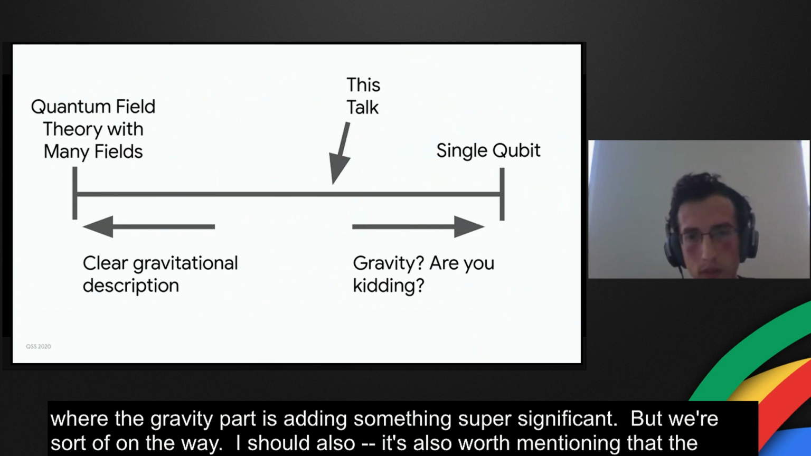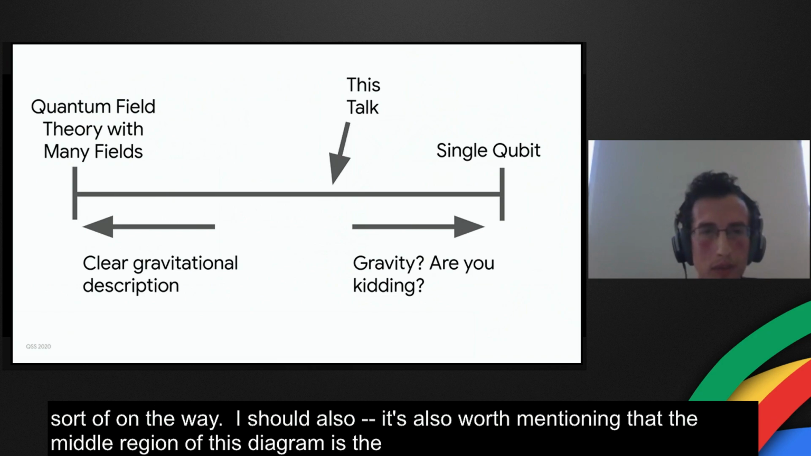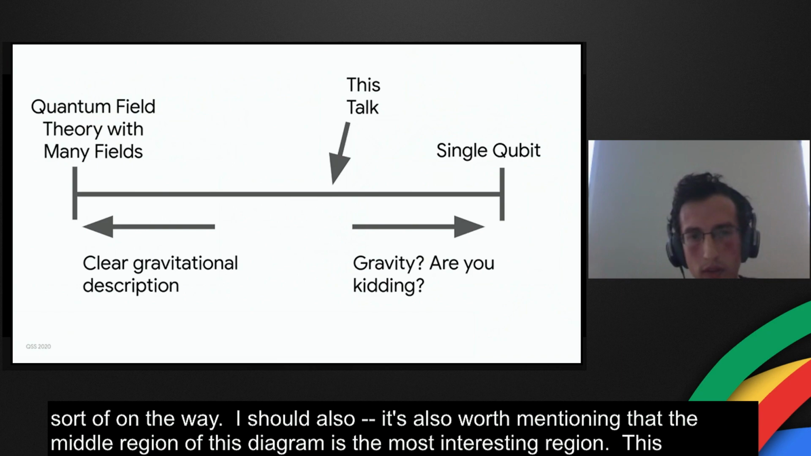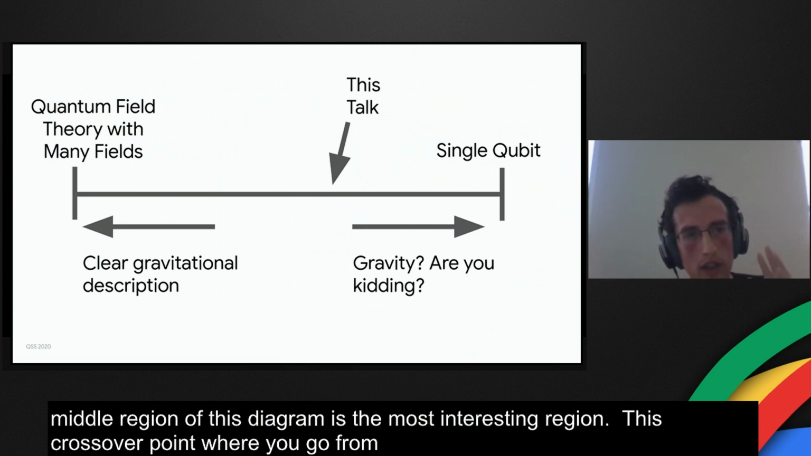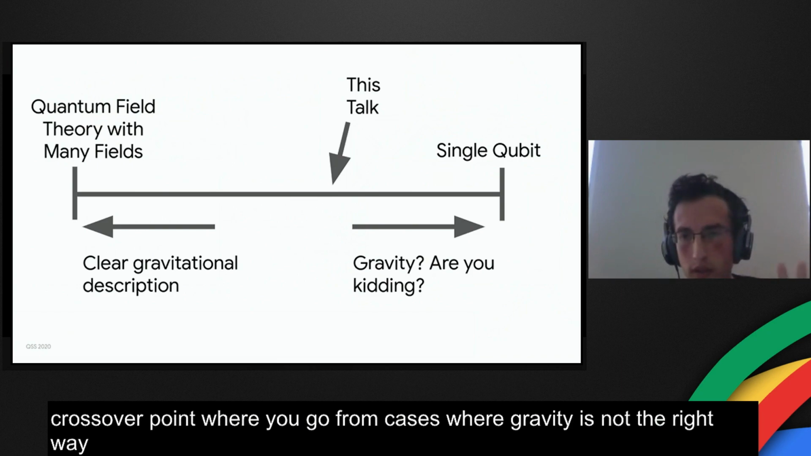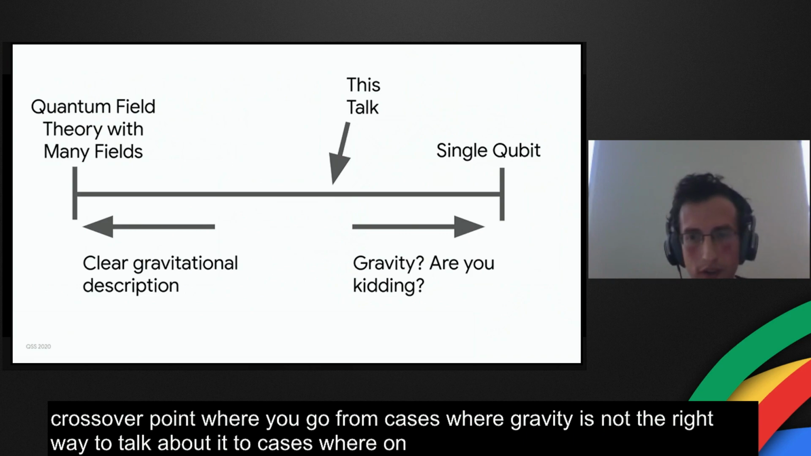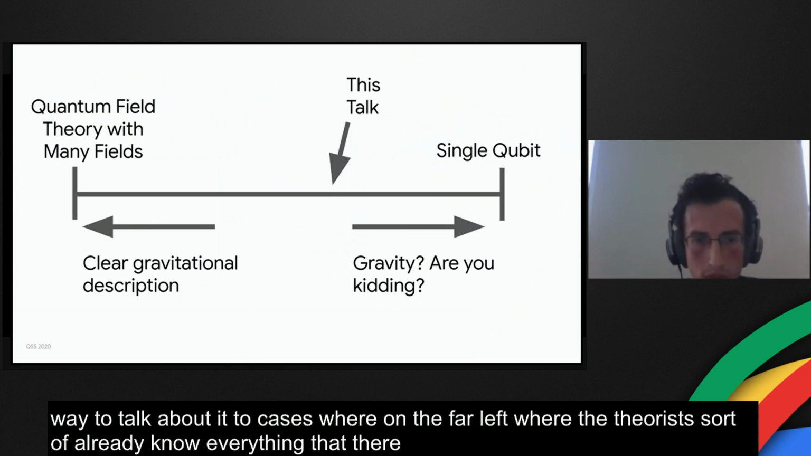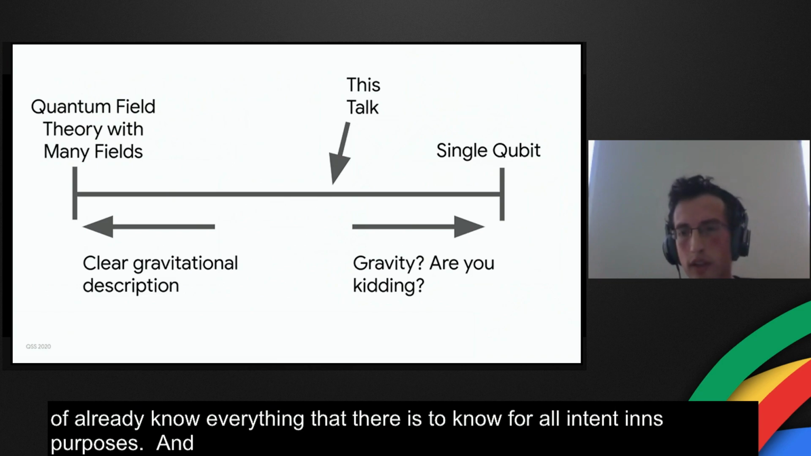This sort of crossover point where you go from cases where gravity is not really the right way to talk about it, to cases where, on the far left, the theorists doing ADS-CFT already know everything there is to know, or for all intents and purposes. And this middle crossover region is the most interesting part.